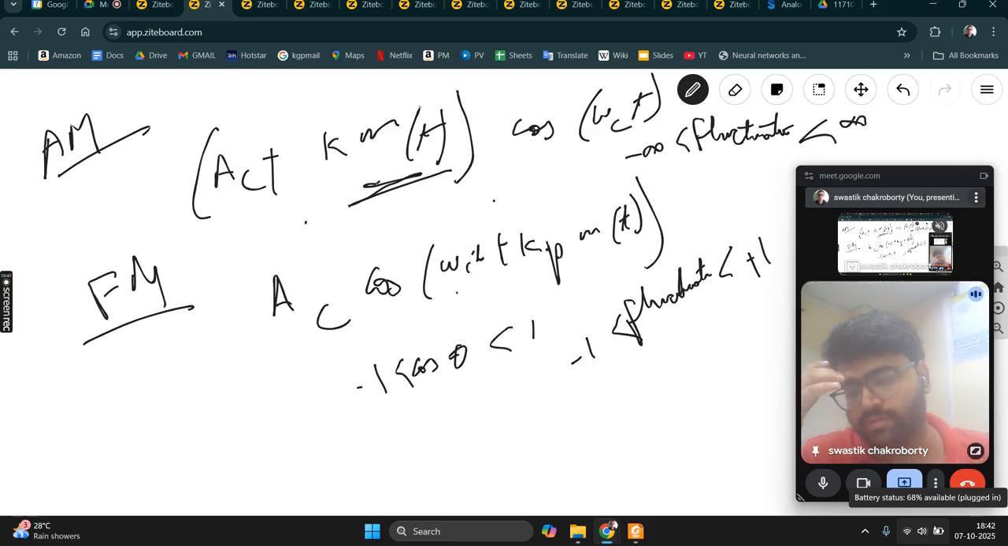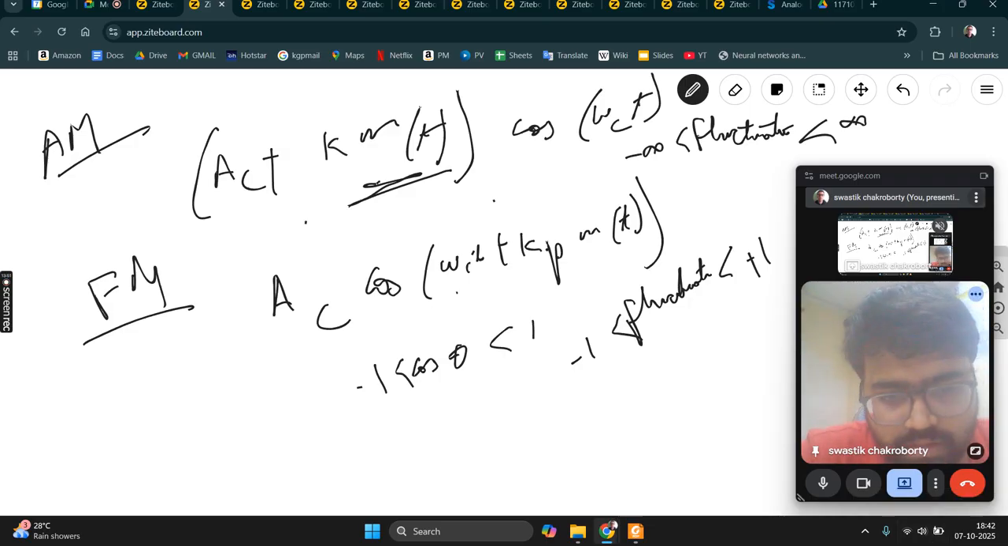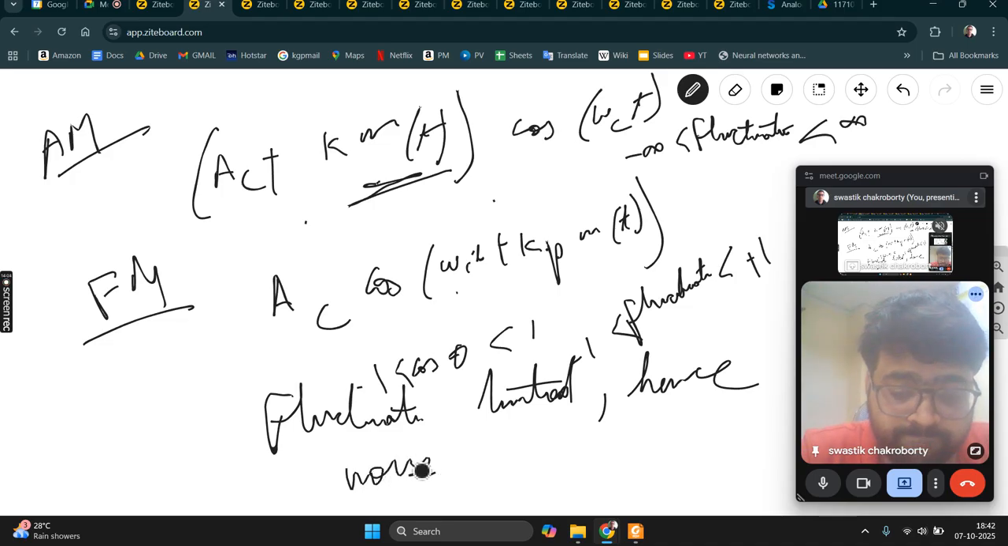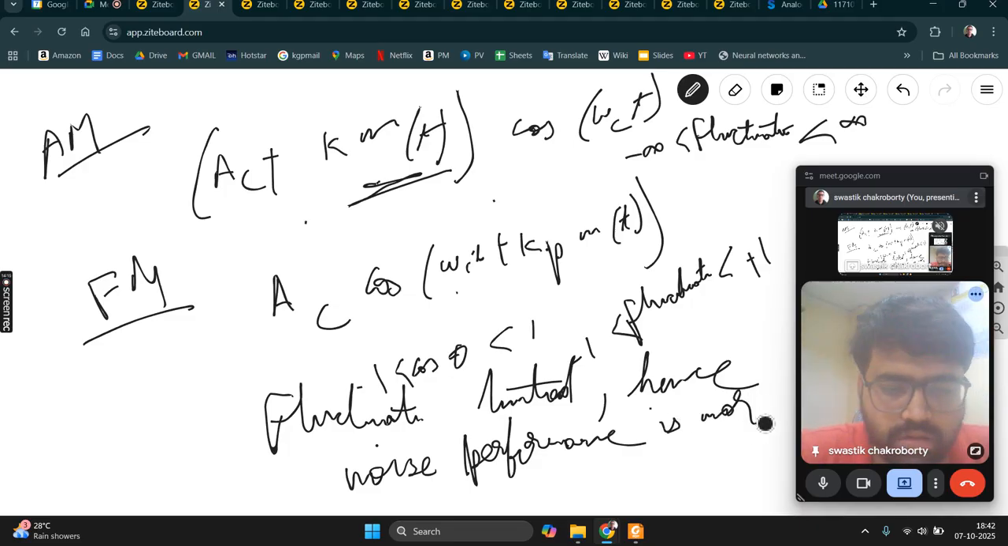Thus, because the fluctuation is much more limited, noise performance is more robust for FM. Performance is more robust for FM.